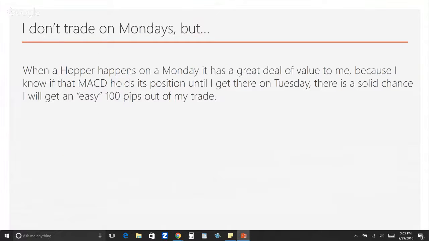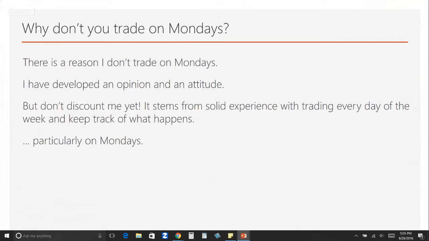So, you know, I don't trade on Mondays, but when a hopper happens on a Monday, it has a great deal of value to me because I know that if the MACD holds its position until I get there on Tuesday, there is a solid chance that I'm going to get that easy 100 pips out of my trade.